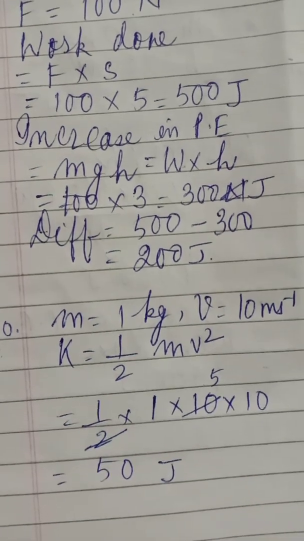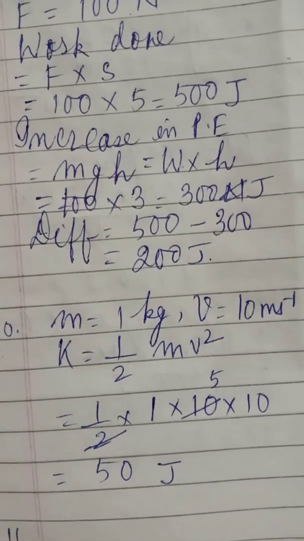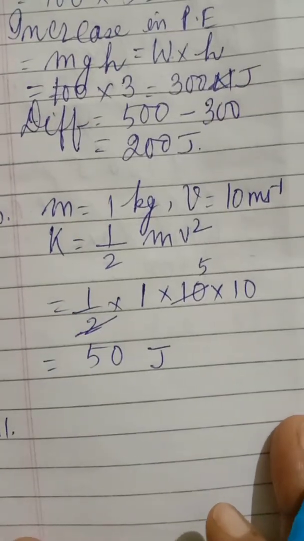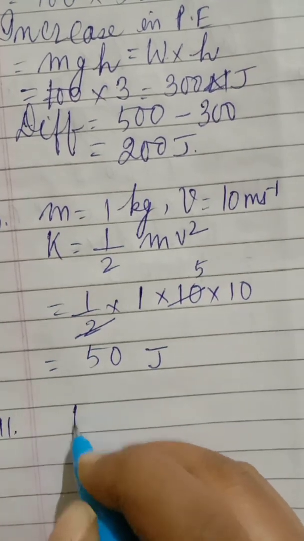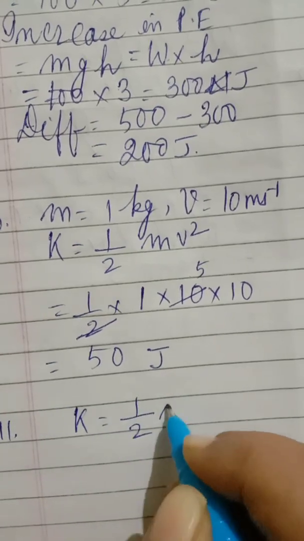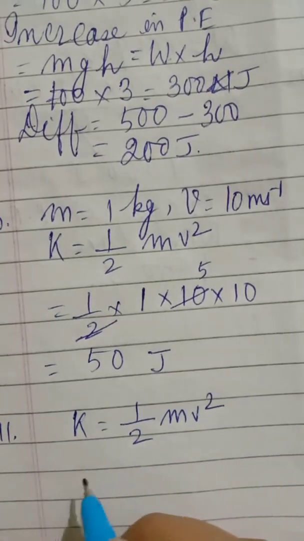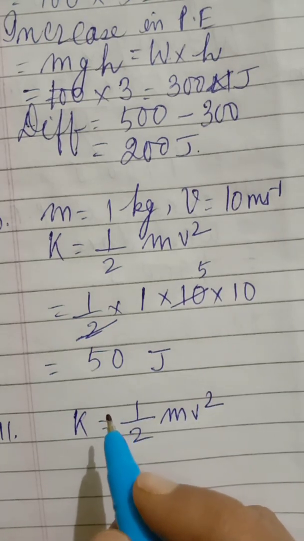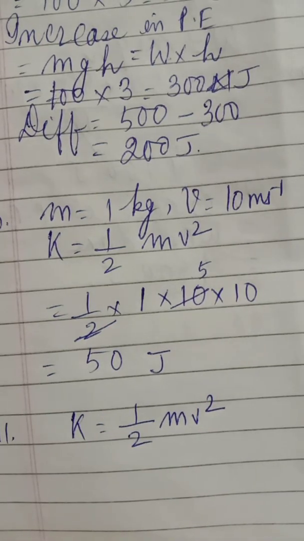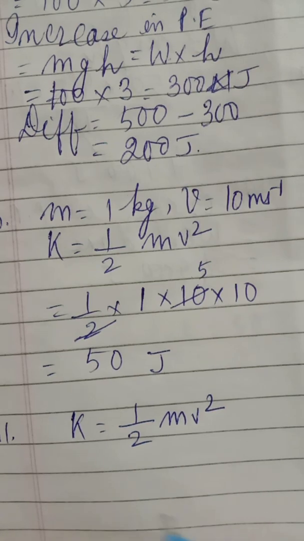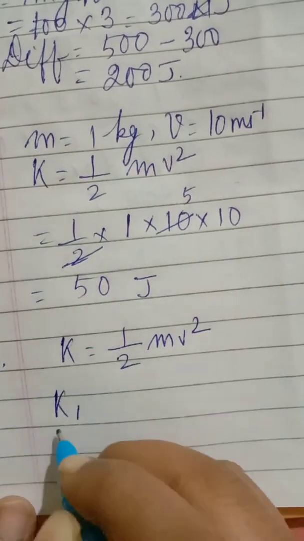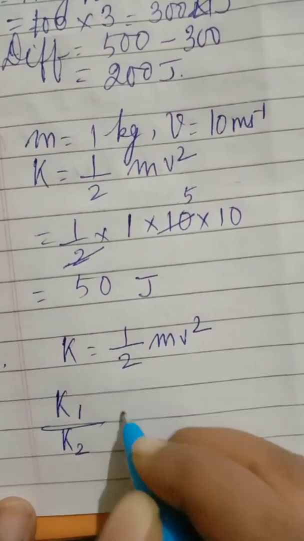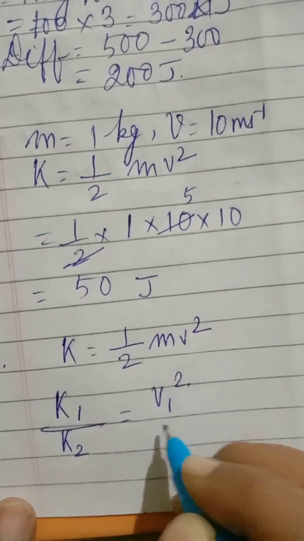Question number 11 is: if the speed of the car is halved, how does its kinetic energy change? The kinetic energy's formula we know is half mv square. Here it's clearly written that the speed of the car is halved, so there is no change in mass, and half is constant. So whenever we compare the kinetic energy, we will be comparing only the velocities.